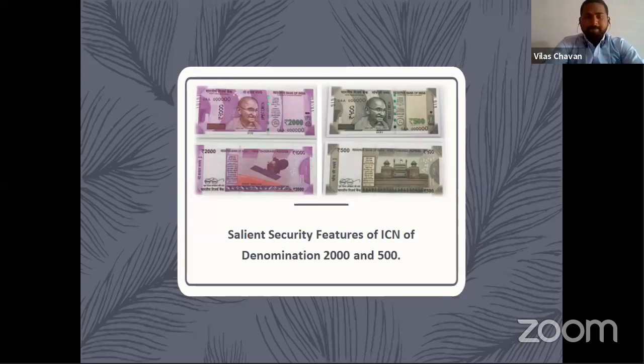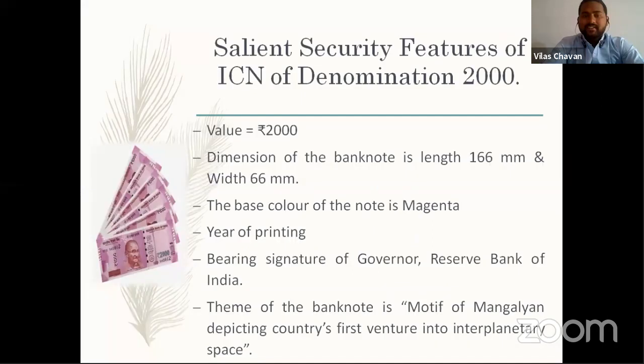So these are all available on RBI's website. You can see there is a piece of paper, a pink colored piece of paper, and the value of that pink paper is 2000. As far as the dimension of the banknote is concerned, the length is 166 mm and the width is 66 mm.